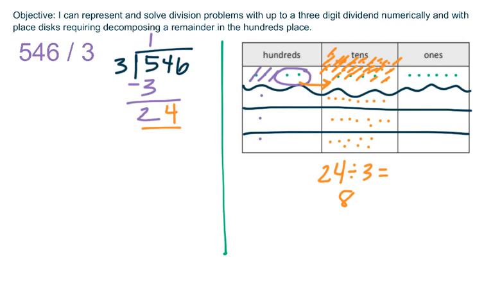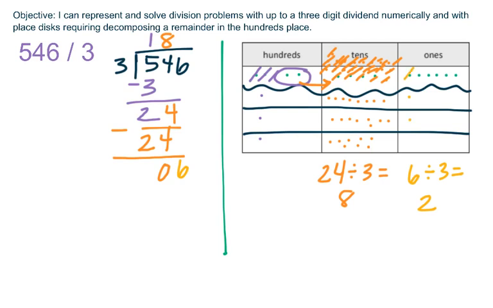But if I am looking at my standard algorithm, well, I divided 24 into 3 groups, and I had 8 in each group. And of those 24, I had 3 groups of 8, and I used all 24 of my tens, which left me with no remainder. But I still have 6 in the ones that I have to distribute. So if I distribute 6 ones, before I do that, 6 ones divided into 3 groups, I should end up with 2 in each group.